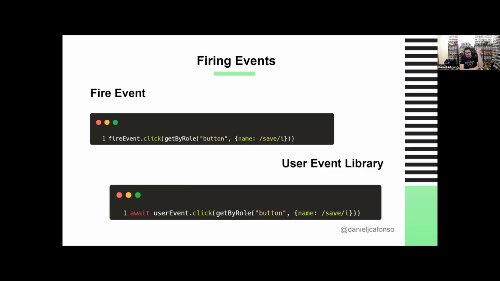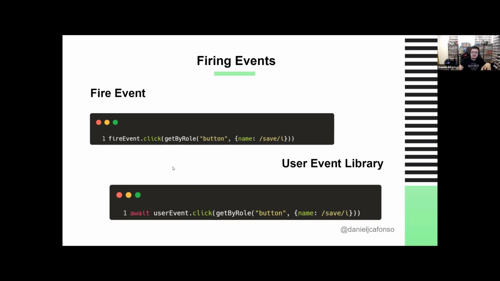So, you know how to render, you know how to query. Let's go into firing events. There are 2 ways to fire events in the testing library ecosystem. First things first, you have fireEvent. You can use it when you want to fire a single event. The syntax is fireEvent dot the event you want to fire, being a click, a change, or whatever.